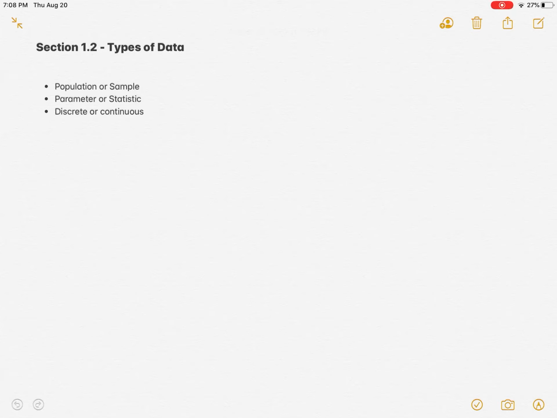In this next section, there's actually a lot of definitions if you were to read through the book section or to go through the publisher's explanation of this section, 1.2 Types of Data. And when it comes down to it, there's really only 3 sets of definitions that you need to understand in order to be successful in the homework and in the rest of the class.